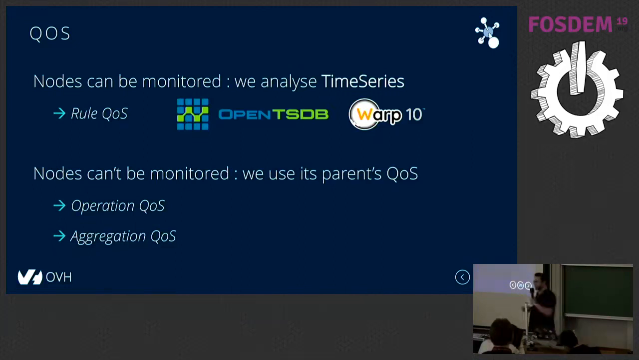Another case is when the node cannot be monitored. For example, a website cannot be monitored by a probe checking the HTTP status code, because we cannot guarantee the code. Maybe the user itself can raise an error. So in this case, we will not use a time series database, but we'll use its parent QoS to build its QoS. In this case, we are talking about operation QoS and aggregation QoS.